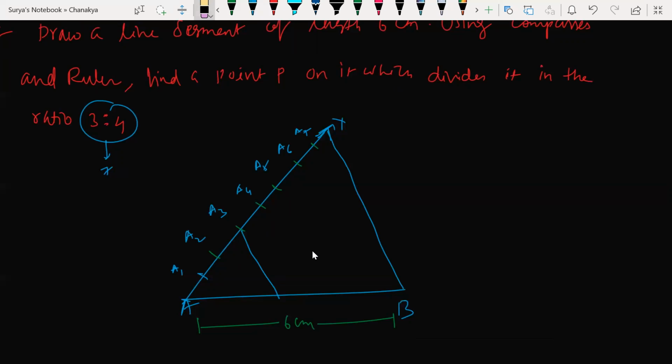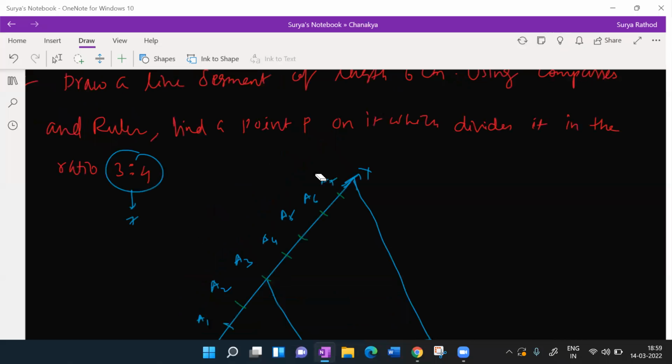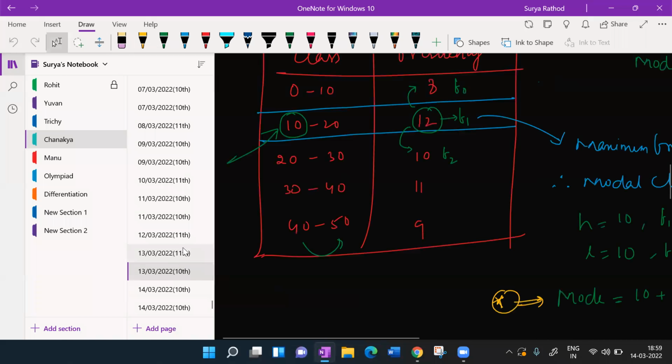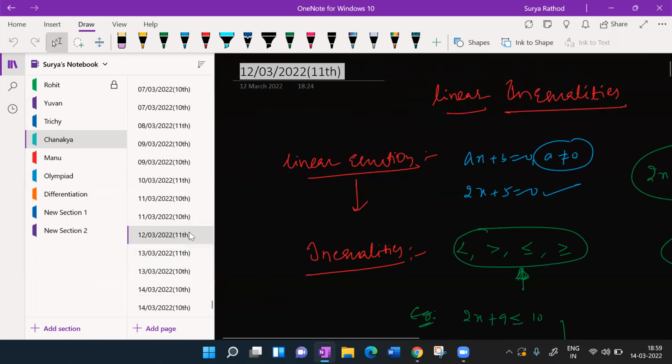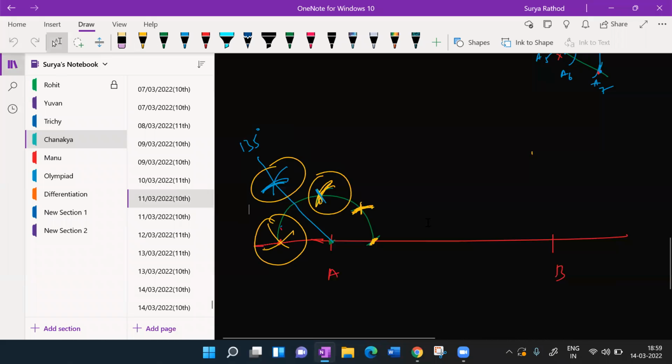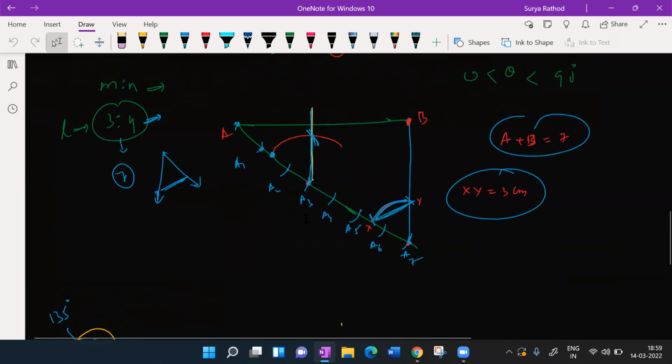Sir, can you quickly recap it once? I'm kind of forgetting. One second. Let me open the last class notes. Where is that? Let me open that one. Yes, look at this here. This is the concept we did. But what we have done here is, look at this here. 3:4. I think it's the same question.